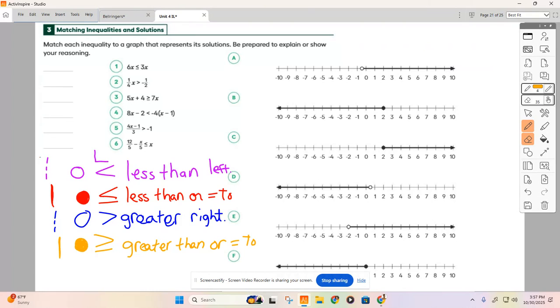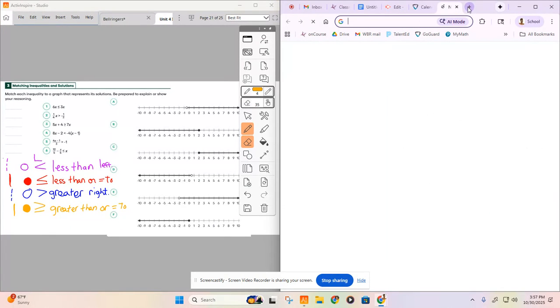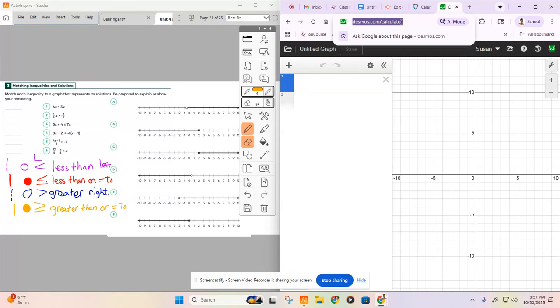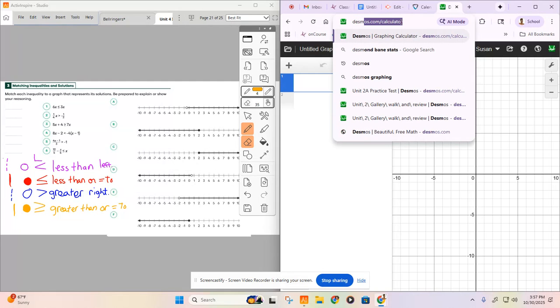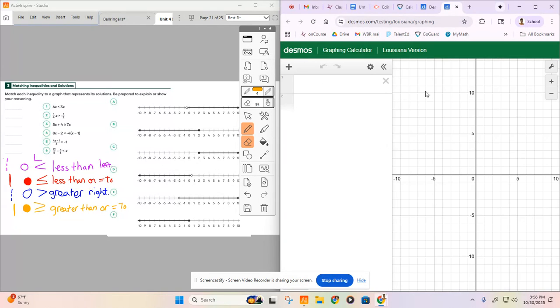So let's look at Desmos and talk about graphing these. I know that most of you, if GoGuardian is working, we're going to start working with the Desmos that comes for Louisiana because that is the one that is available on LeapTest. So it's going to look just a little bit different. It's going to have a green border, but it specifically says Louisiana version. So what I'm going to do is take these inequalities and graph them.